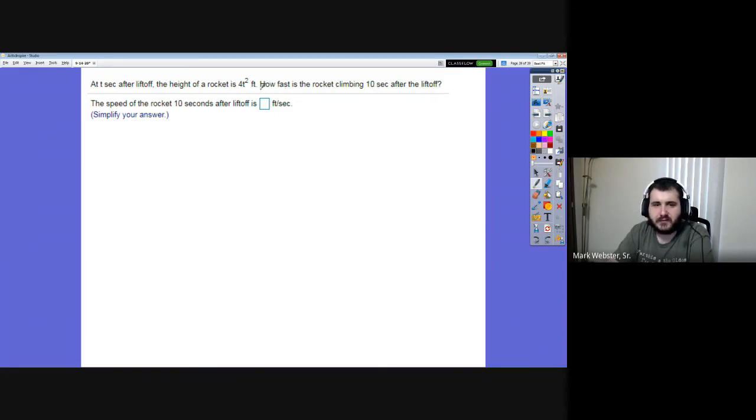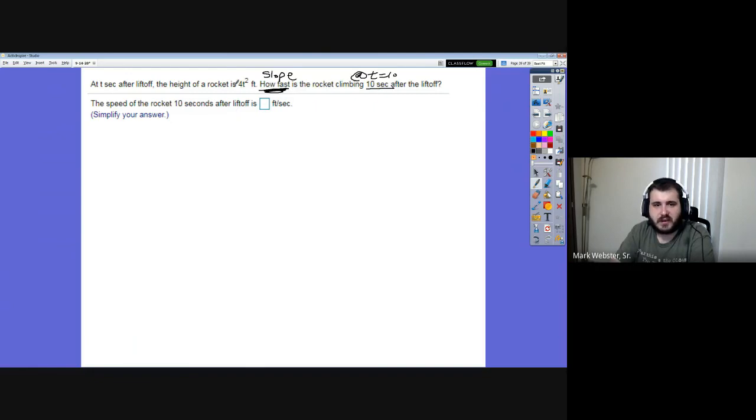Here's another key phrase that just means slope. They want you to find the derivative of this function they gave you at t equals 10, right? So literally all we're going to do is find the derivative, plug in 10, and then we'll have the speed.